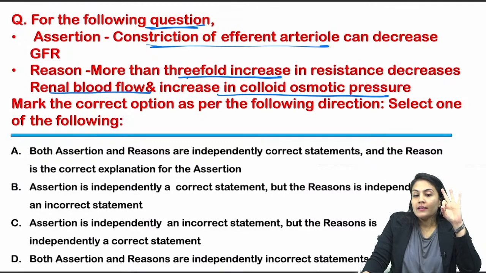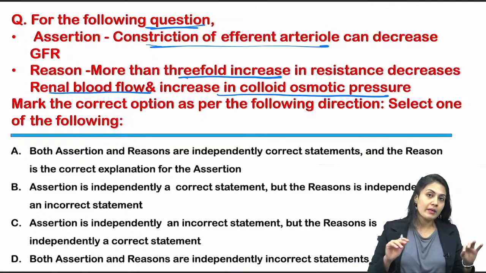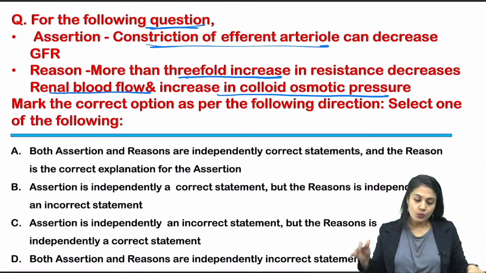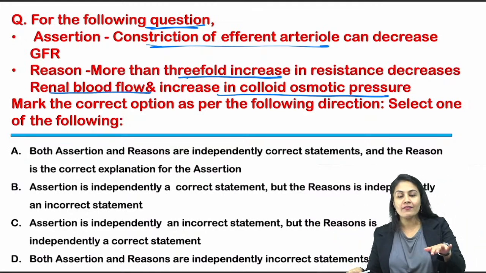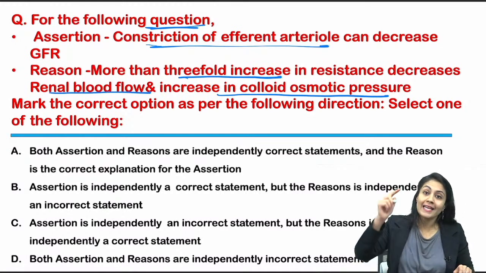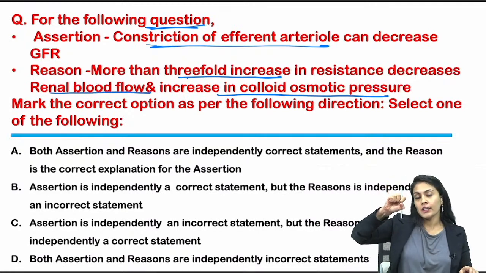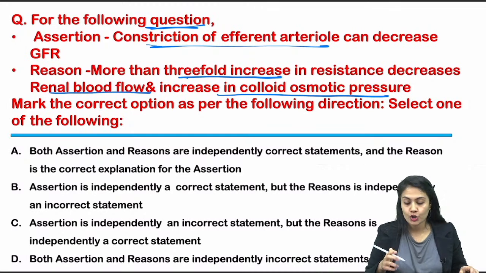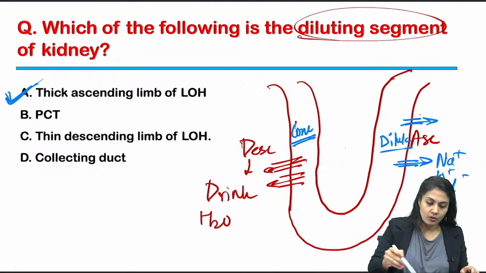Please remember that these types of assertion and reasoning questions are coming recently. They are getting popular. So which one of these is true, false, whatever it is? First of all, just identify whether they are related to each other or not. Constriction of efferent arteriole can decrease GFR. I told you that efferent arteriolar constriction is going to have a biphasic representation.